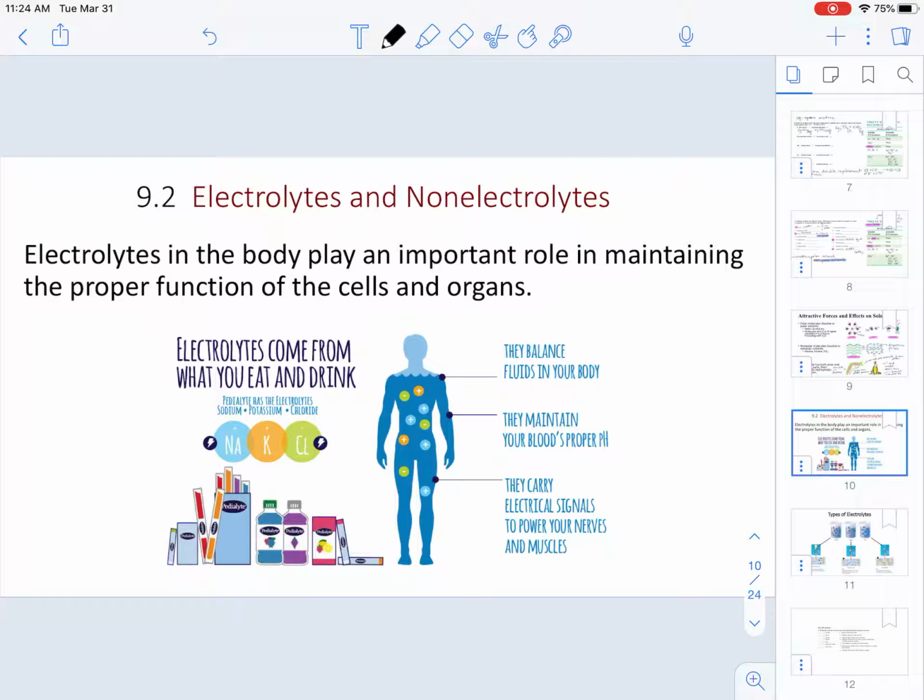If you have ever been dehydrated and gone to the hospital, at times they put in an IV bag that is going to have a solution that contains sodium, potassium, and chlorine. Understand that those are sources of electrolytes. Why are they important? As you can see in the slides, they play an important role in maintaining proper function of cells and organs. Specifically, they balance the fluids in your body, they maintain your blood's proper pH, and they carry electrical signals to power nerves and muscles.